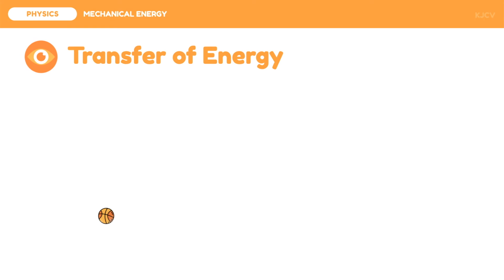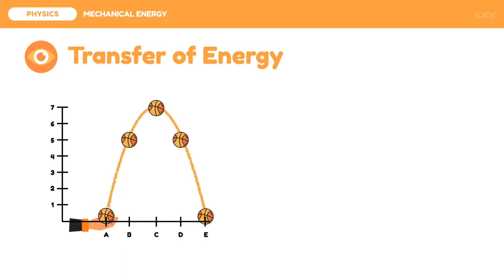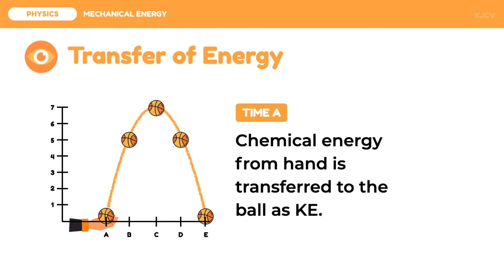The hand does work to lift the ball up to the air. The x-axis represents the time reference of the ball's location, and the y-axis represents the height of the ball at a certain time. At time A, chemical energy from the hand is transferred to the ball as kinetic energy. This shows that kinetic energy is highest on the ground.